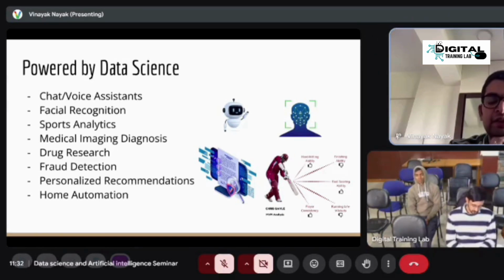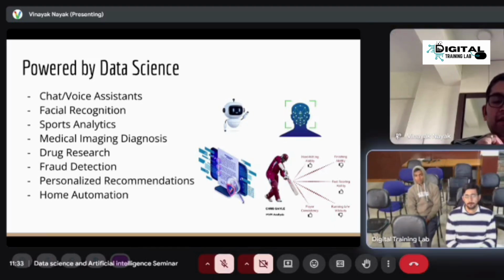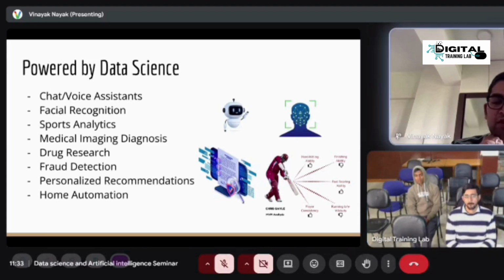Sports analytics. This is a common example. You might be seeing cricket matches, football matches, baseball matches, wherever they are analyzing the way a player is impactful in a particular match. A lot of things go on. What is the strike rate? How is his condition in the past matches? How has he performed? All these things. So these are also powered by data science.